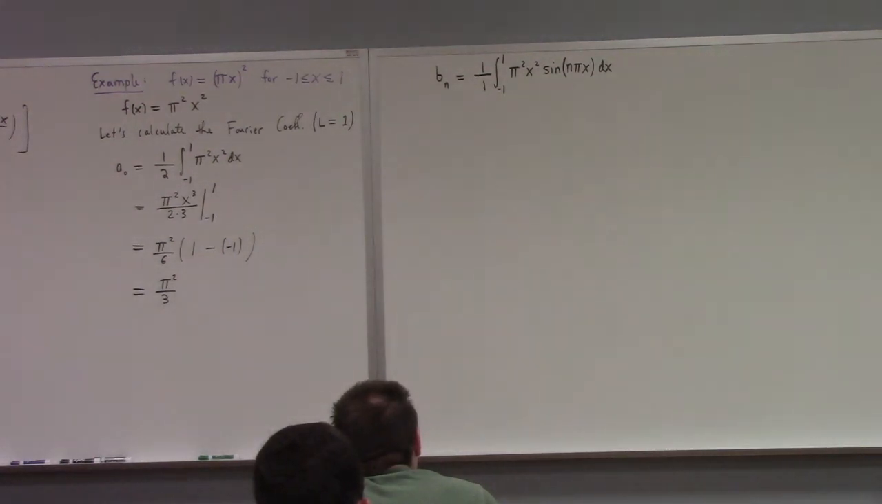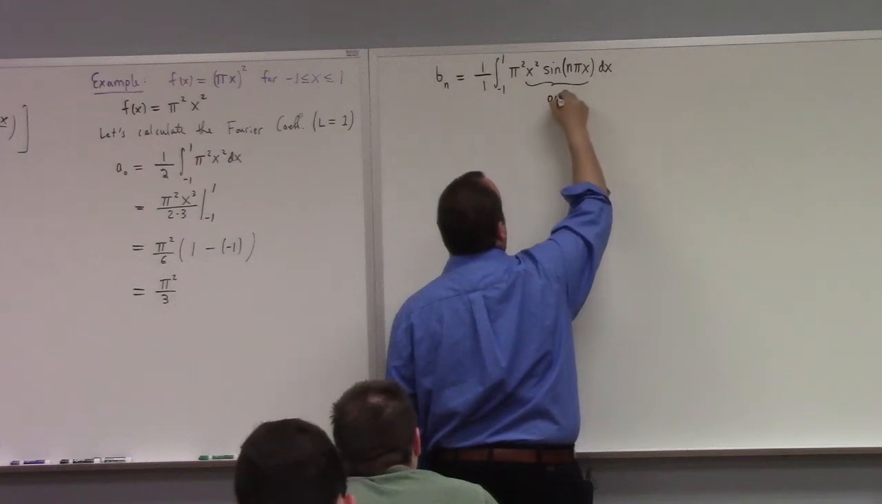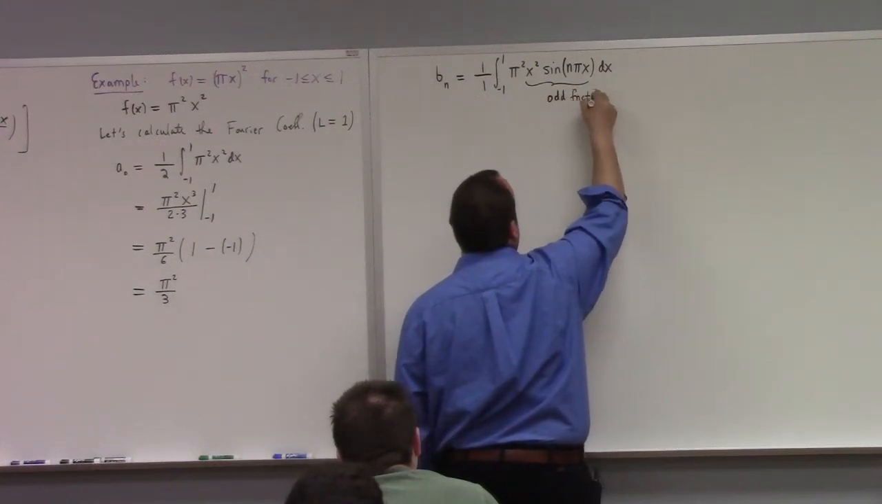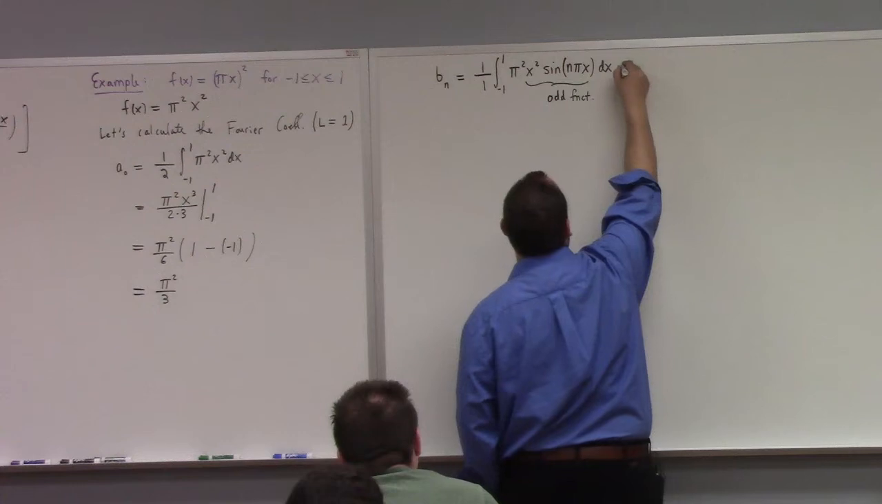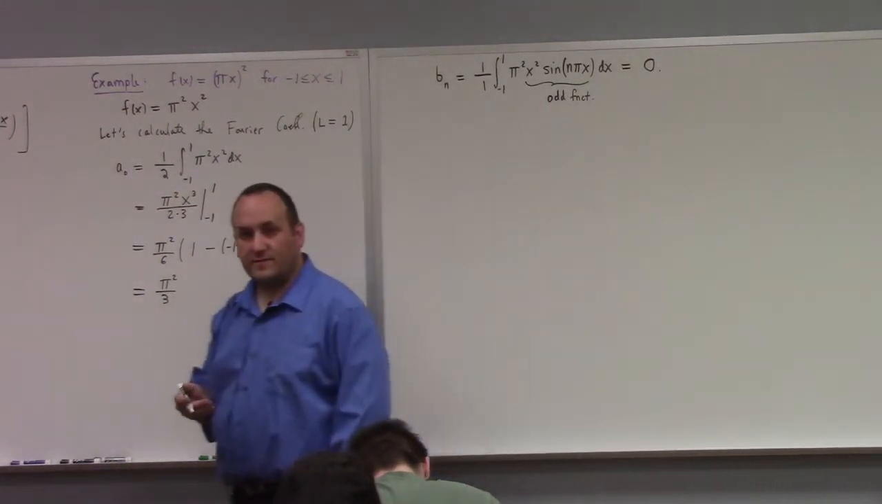X squared times sine is an odd function. If you replace x with minus x, you get minus what you started with. So this is odd. An odd function integrated from minus 1 to 1 is 0. So the b sub n's are 0.